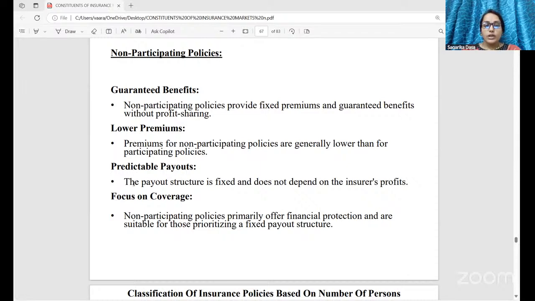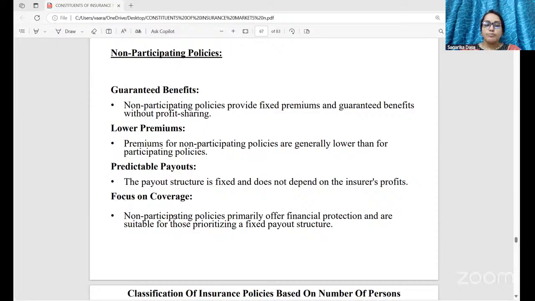Predictable payouts. The payout structure is fixed and does not depend on the insurer's profits. Now here, the payment structure is going to be fixed and does not depend on the insurance company's profits. Whereas in participating, whenever the insurance company gets profits, the policyholders will get benefit. Whereas non-participating policies have no concern with the insurer's profit. Hence, the payout structure does not depend on the insurance company's profits.